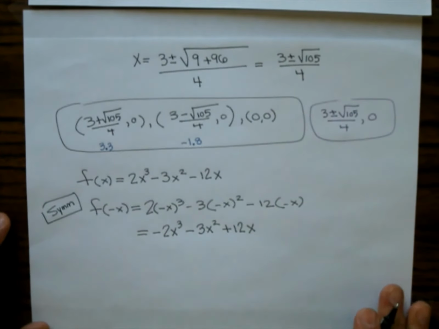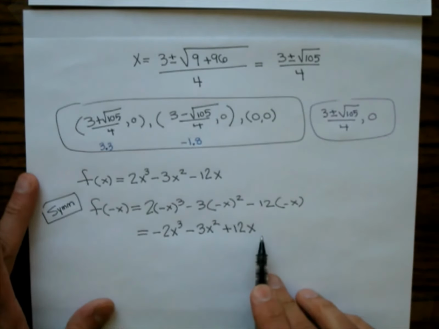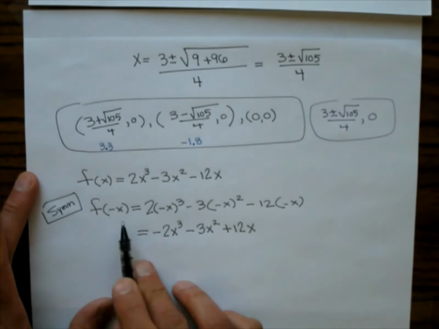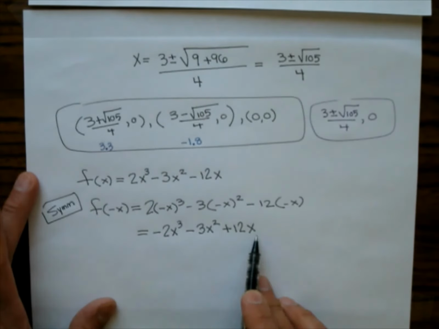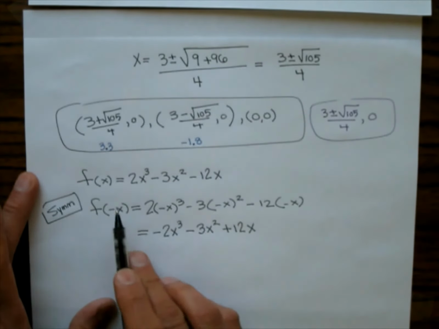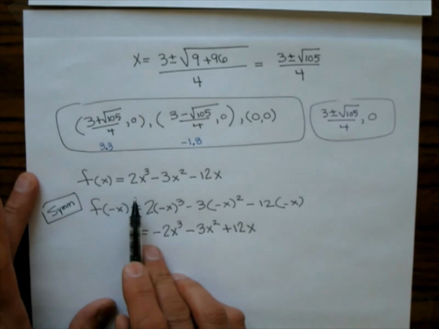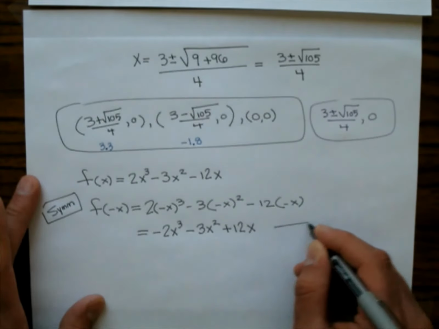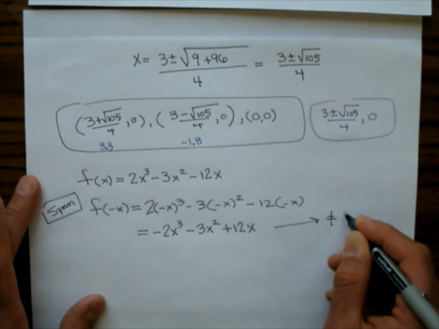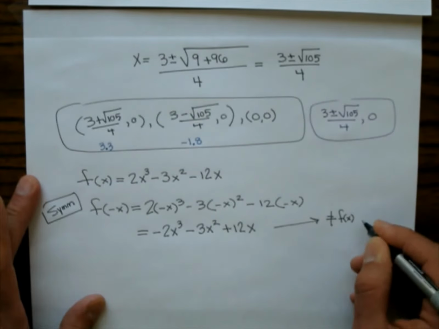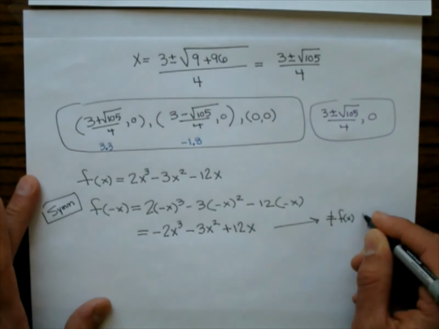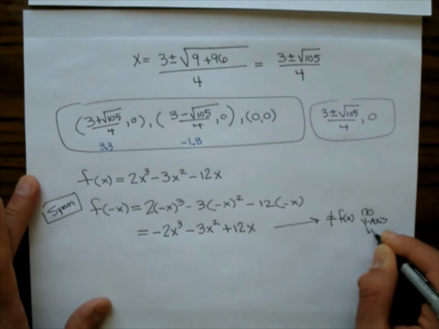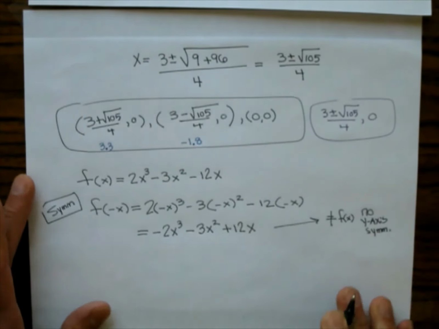So what is this test? This test says you put the negative x in and you see if you get the same function. Do we get exactly f of x here? No, it is not f of x, which means it is not an even function, that means it does not have y-axis symmetry. So this does not equal f of x. So there's no y-axis symmetry. Or we can say that it is not even.